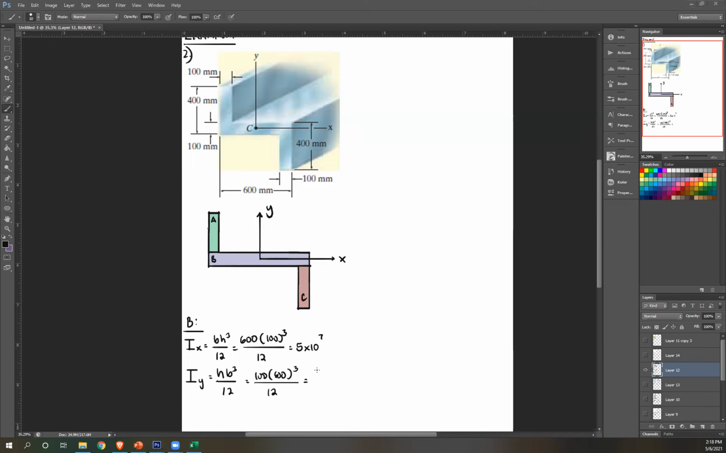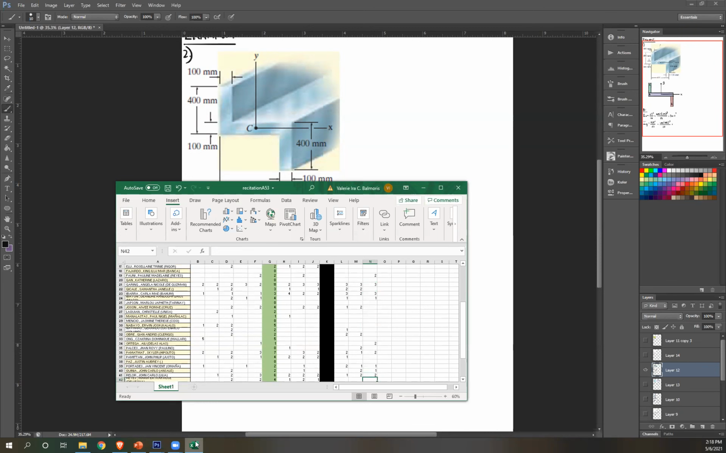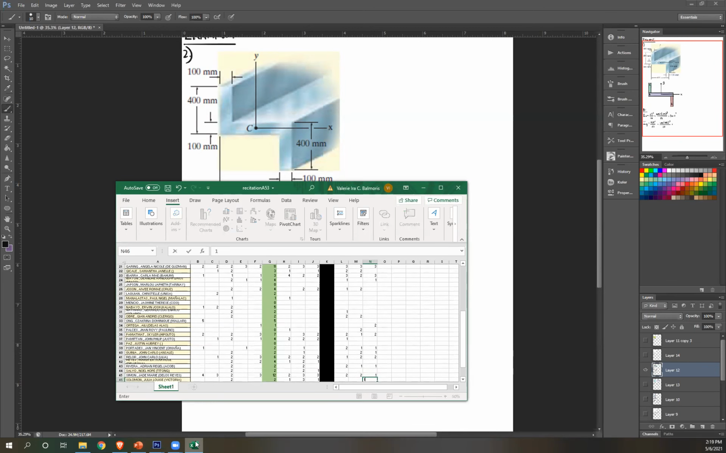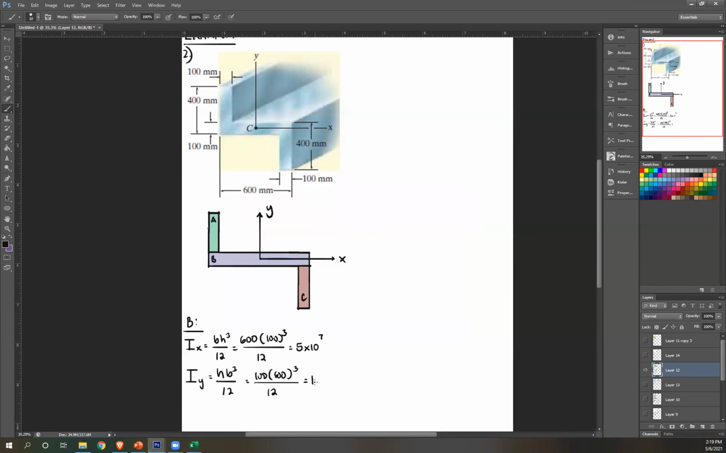Correct, Jan, Julia, and Joanna. So Tamano, Solomon. Solomon, Tamano. Okay, 2 points. So correct, 1.8 times 10 raised to 9.